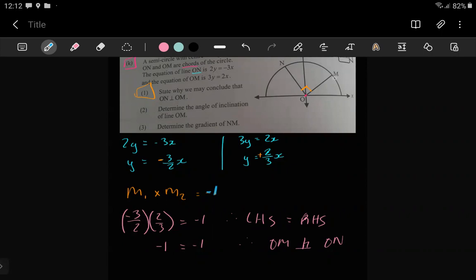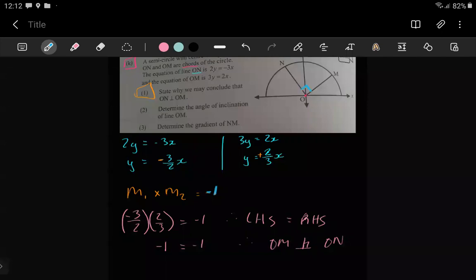Oh, remember, when you say MON, you're talking about the angle. We're supposed to state why we may conclude that ON is perpendicular to OM. The fact that they're perpendicular is just a matter of showing that this is a 90-degree angle. One way to do it is to show that if you take one gradient and multiply it by the other, they equal -1. So that's why we showed that if you multiply them, they equate to -1. So you don't even have to write this here. Not even necessary. It's just being extra, really. All right.